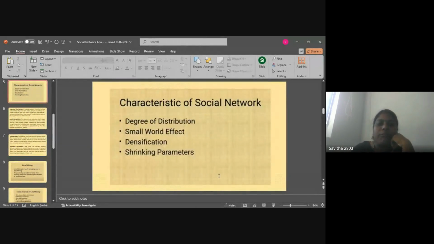So these are the four characteristics of social network analysis. One is degree of distribution, which is how many times people or nodes are connected together within the social network. That is degree of distribution.